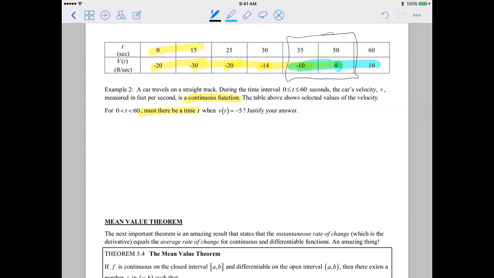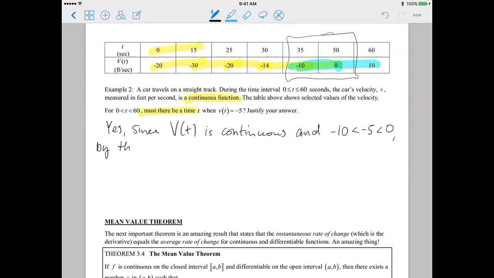Okay, so we are going to answer the question here by saying yes, since v of t is continuous, and that was given in the problem. It said that v of t was a continuous function, and negative 10 is less than negative 5, which is less than 0. So that's me saying that the velocity that you want me to prove, negative 5, is in between two of the given velocities, negative 10 and 0. Make sure that you state the theorem. So by the IVT, there must be a time.